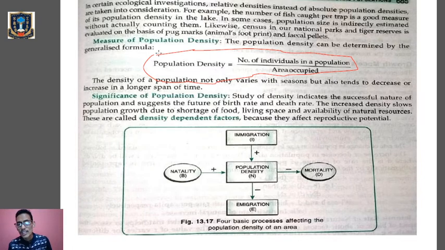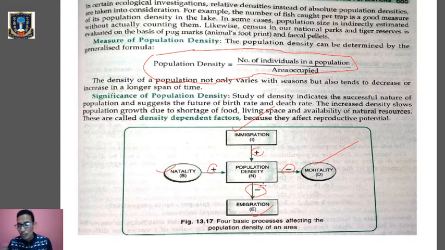Now let's go to the significance of population density. The significance of population density is that it indicates the successful nature of a population and suggests the future of the birth rate and the death rate. But this population density is affected by natality, the birth rate, immigration, mortality, and emigration. So here we get the plus sign and the minus sign. What does the positive sign and the negative sign indicate in the population density? When we have higher natality and immigration, then the population size or density will increase.